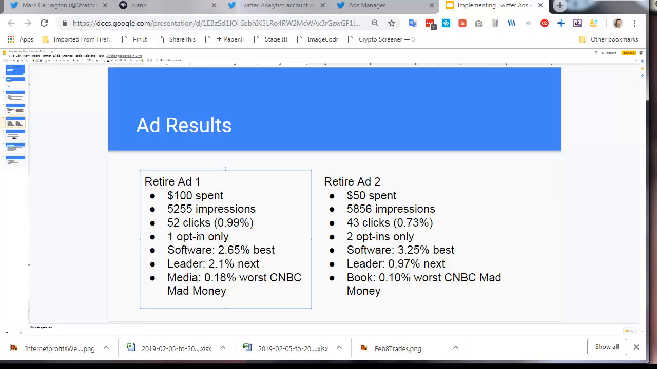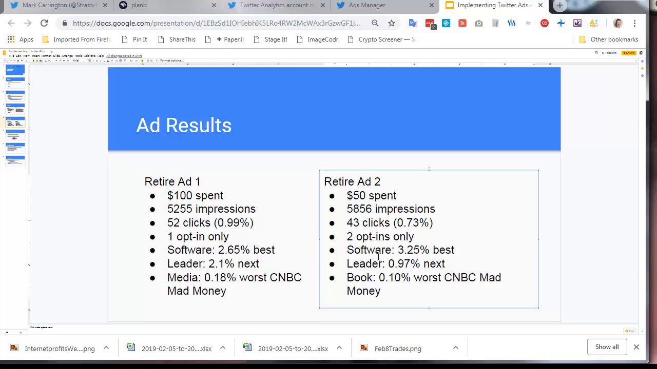Opt-ins. On the first ad, I only got one opt-in into my GetResponse system. And on the second ad, I got 2 opt-ins. So that tells me that I had some pretty expensive advertising for the number of opt-ins that eventually landed. So there's a gap, there's a problem. So we have to pin down what that problem is.